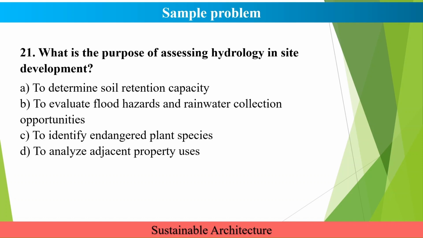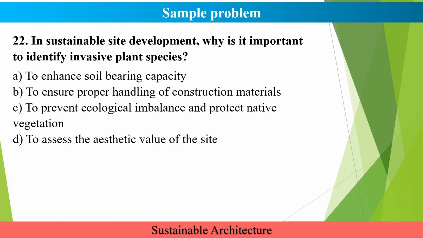Question number 22 for today's session. Try to answer this question also. Why is it important to identify invasive plant species? Option A, to enhance soil bearing capacity; option B, to ensure proper handling of construction material; option C, to prevent ecological imbalance and protect native vegetation; or option D, to assess the aesthetic value of the site.